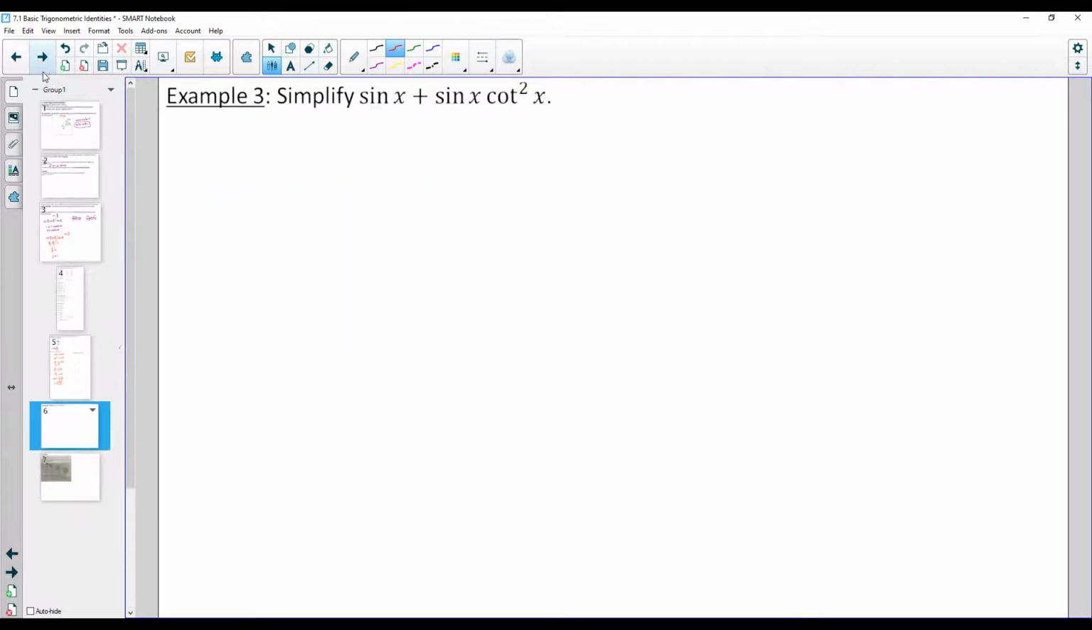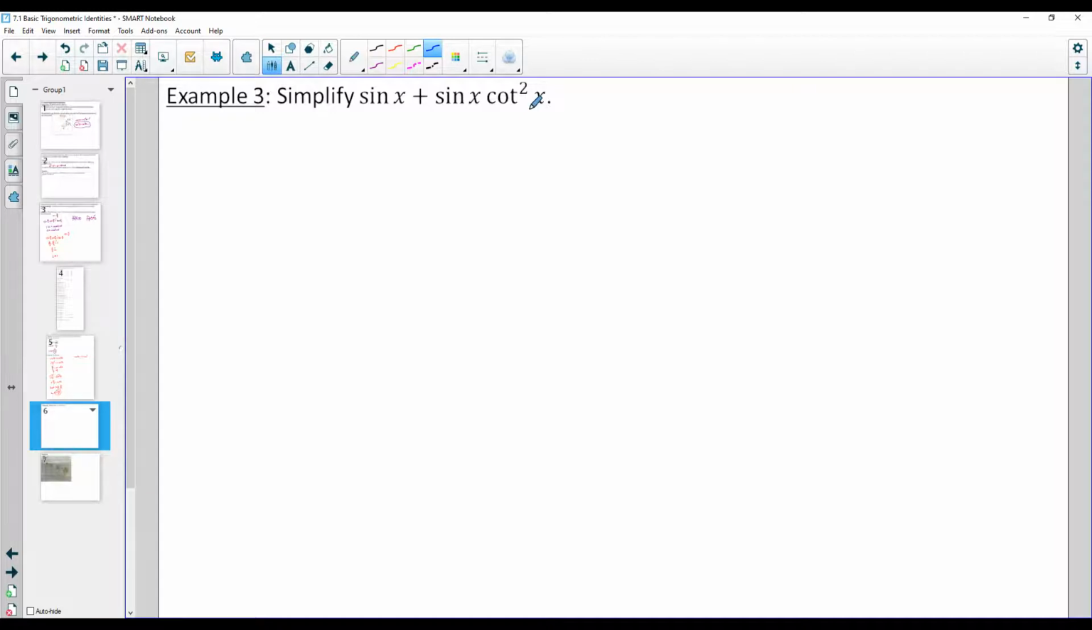All right. For our third example, we have simplify sine x plus sine x times cotangent squared of x. And I'm going to be honest here, there is no cookie cutter method to solve these, right? Or to simplify these. This really just takes instinct or just messing around with stuff.